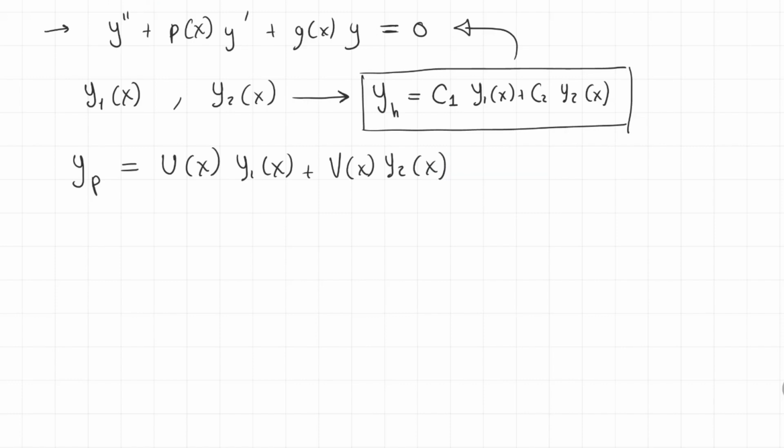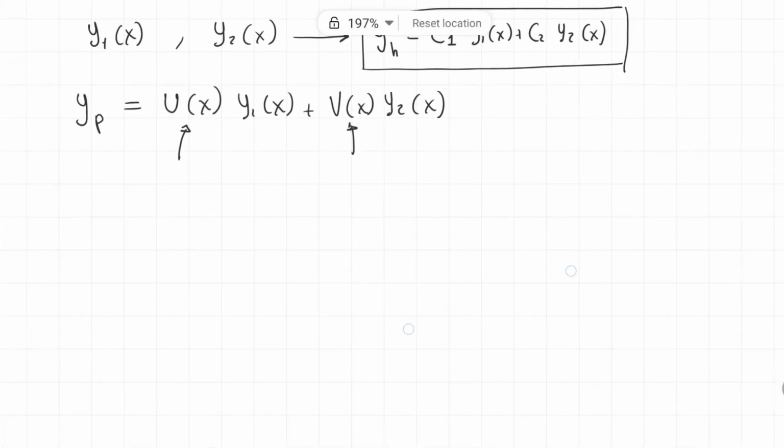In this case, our objective is to find u of x and v of x, and then we will be able to get our particular solution y sub p. Okay, so what happens if we substitute this in our differential equation?